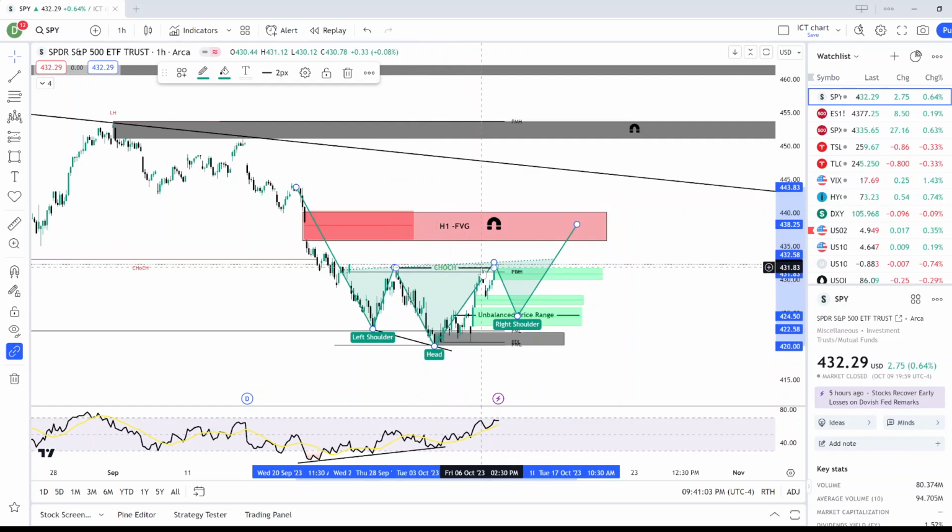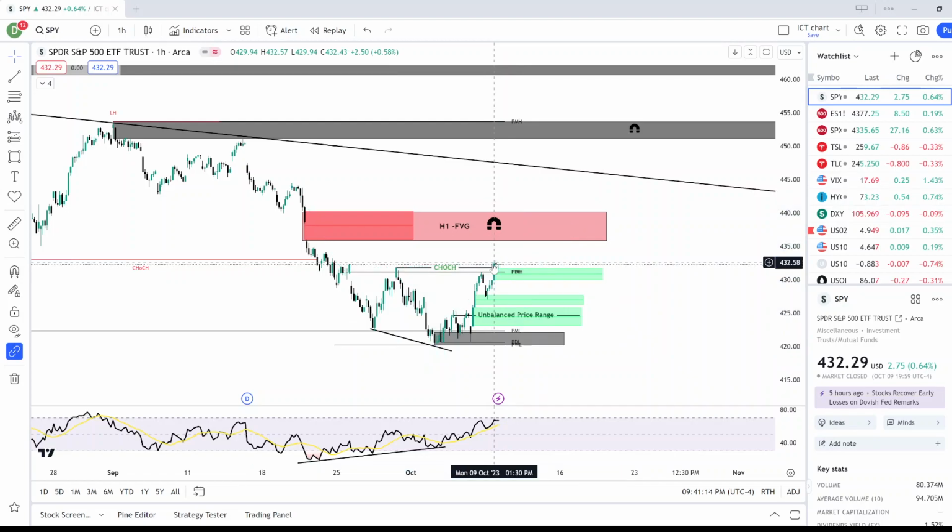Right now it has a nice look with these fairly even necklines, but that doesn't mean that we're going to sell off and then have a rally. So we'll be seeing if that plays out, but if not, we'll just take it off and invalidate it, say it was not an inverted head and shoulders structure as price continues to develop.